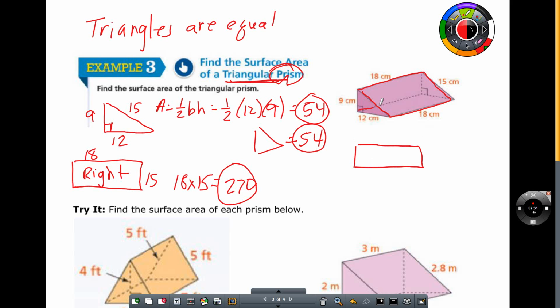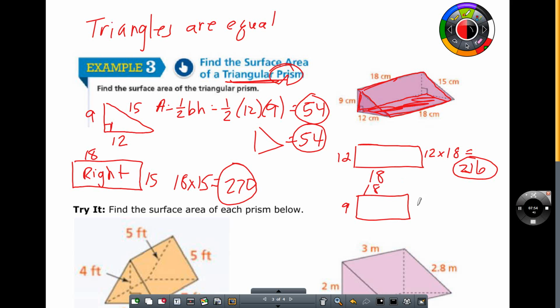Okay, maybe let's look at the bottom now. We're just going through each of the sides. So the bottom is down here. That one right there. I see 12 and 18. I'm going to multiply those. 12 times 18 is going to give me 216. Okay. And I have one more side. It's kind of that back side right there. I see a 9 and an 18. 9 times 18 is going to give me a total of 162.